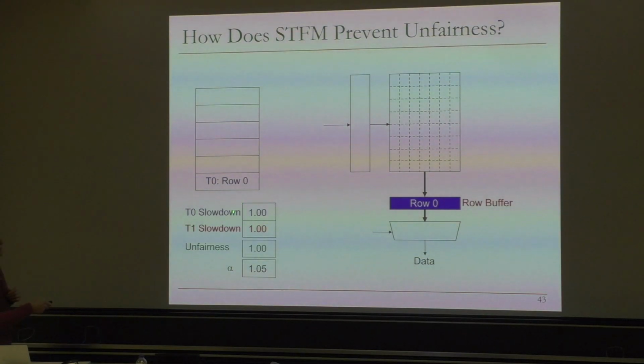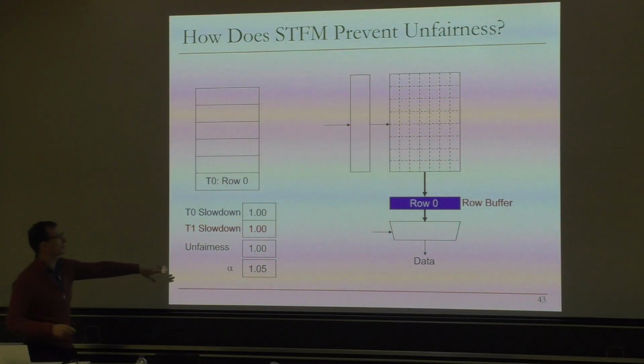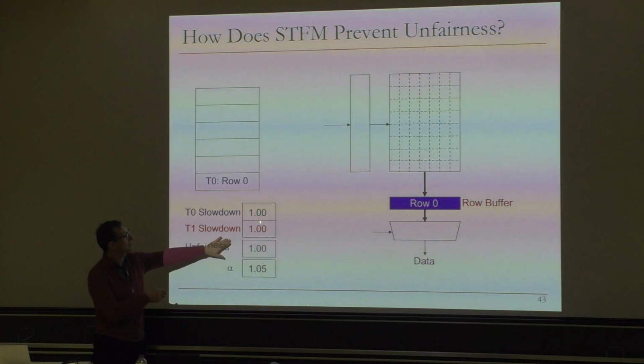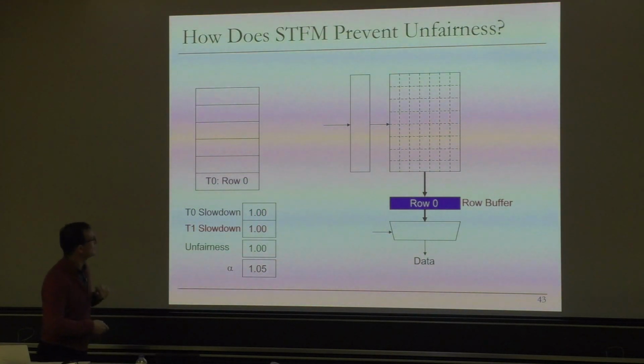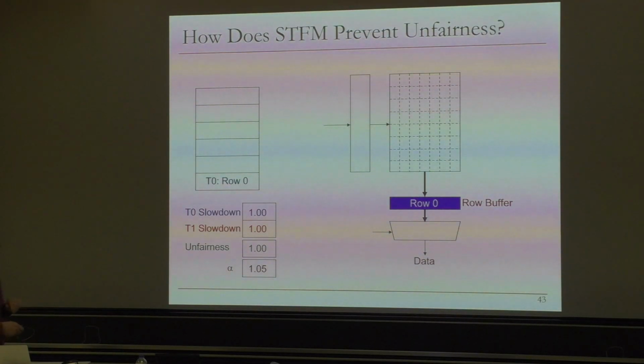Basically, you compute the slowdowns of each thread compared to when it's running alone. You compute the unfairness, and let's assume that we have a tolerable unfairness threshold, 1.05. Basically, the differences between slowdowns cannot exceed 1.05. Let's take a look at the same example where we have the streaming thread, the blue one, and the random access thread. So initially, the streaming thread gets scheduled, nobody gets delayed. But later, when you schedule this request from the streaming thread to row buffer row 0, T1 gets delayed, right? And the memory controller keeps track of that. It increases the slowdown of T1. That's the idea. And unfairness increases.